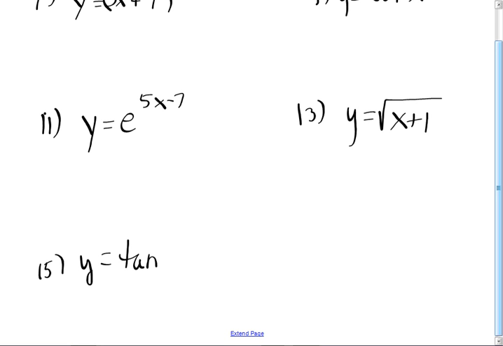Now, I don't like the way 15's written, so I'm going to write it the proper way. There. Oh, we're doing great.